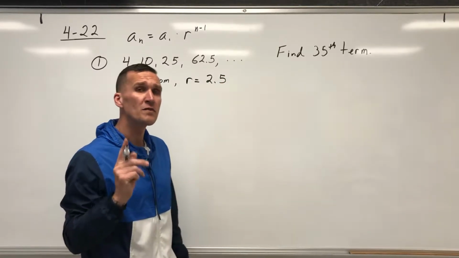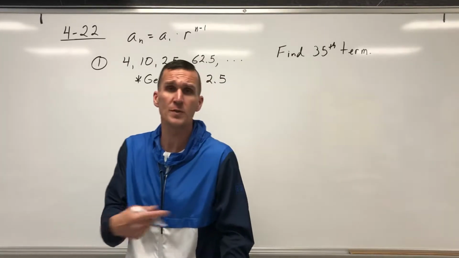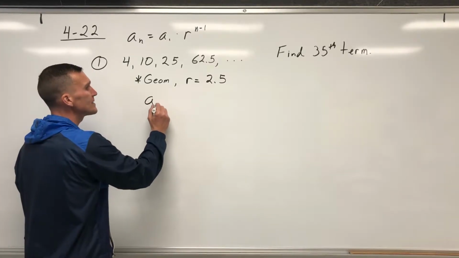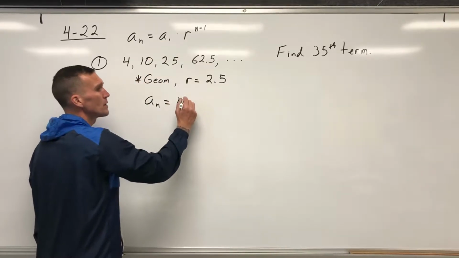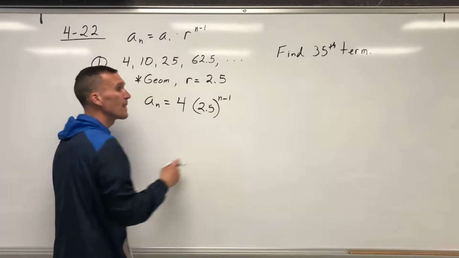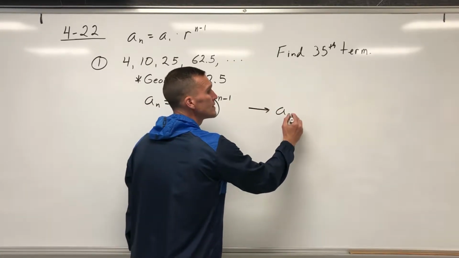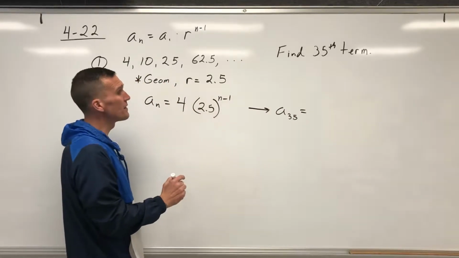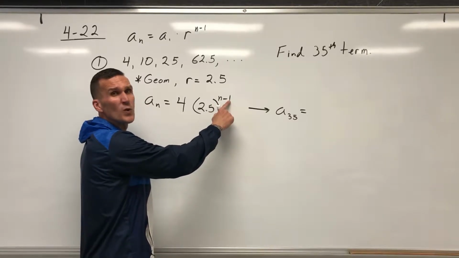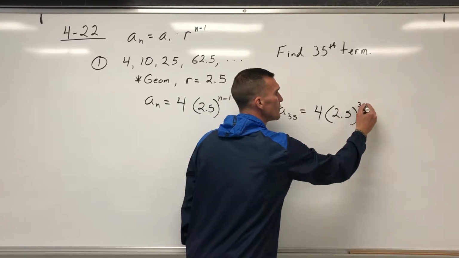The rule of thumb is if you have decimals in your sequence, use decimals. If you have fractions, use fractions. So in this one, I should use decimals because of the 62.5. Now that I have that, I can easily write my rule: a sub n is equal to a sub 1, which is 4, times r, 2.5, to the n minus 1 power. That's the rule I will use. To find the 35th term, a sub 35 is equal to 4 times 2.5 to the 35 minus 1, which is the 34th power. So 4 times 2.5 to the 34th power.